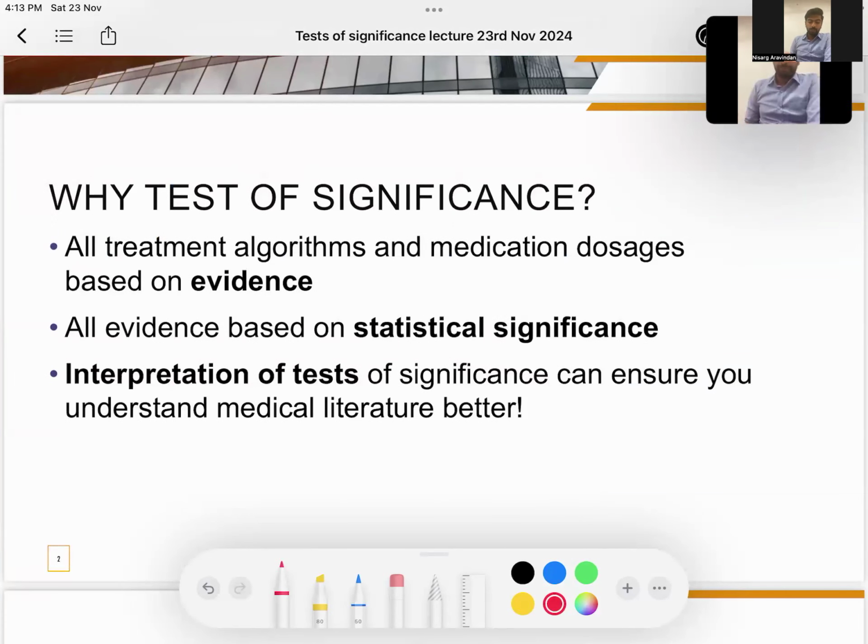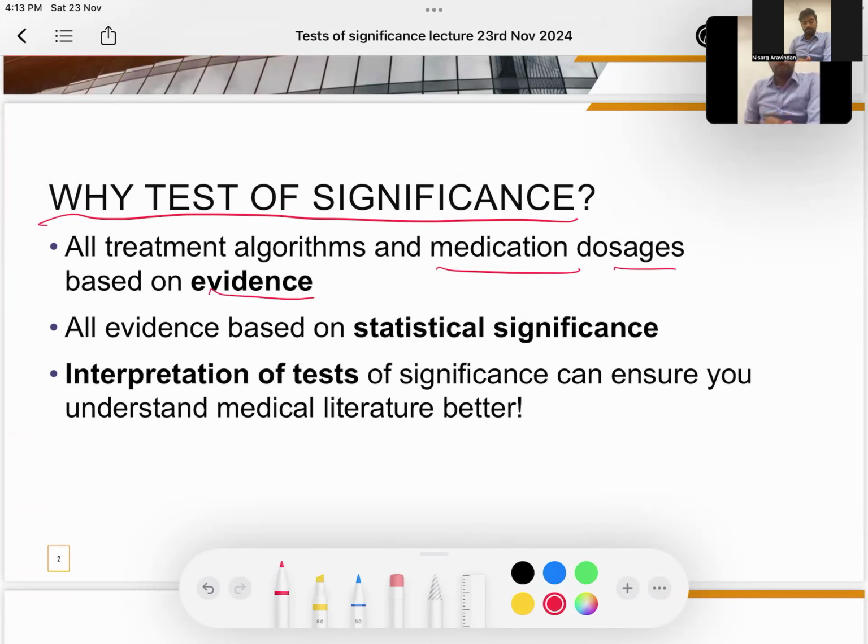First point, why do we want to know a test of significance? First of all, the treatments you learn, and all the medication dosages that you prescribe, even something as simple as paracetamol, 650 milligrams, 500 milligrams, it's all based on evidence. We know that. It's very clear, right?